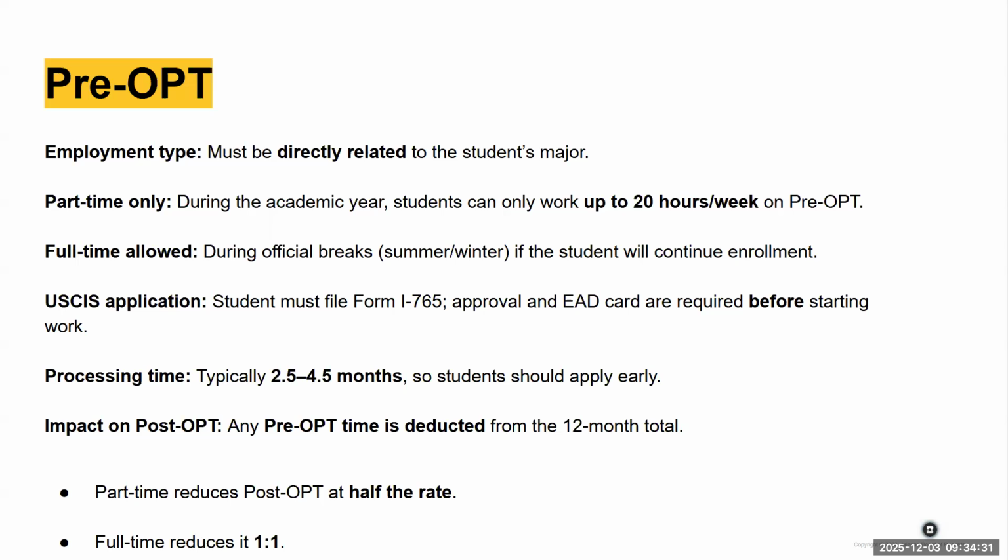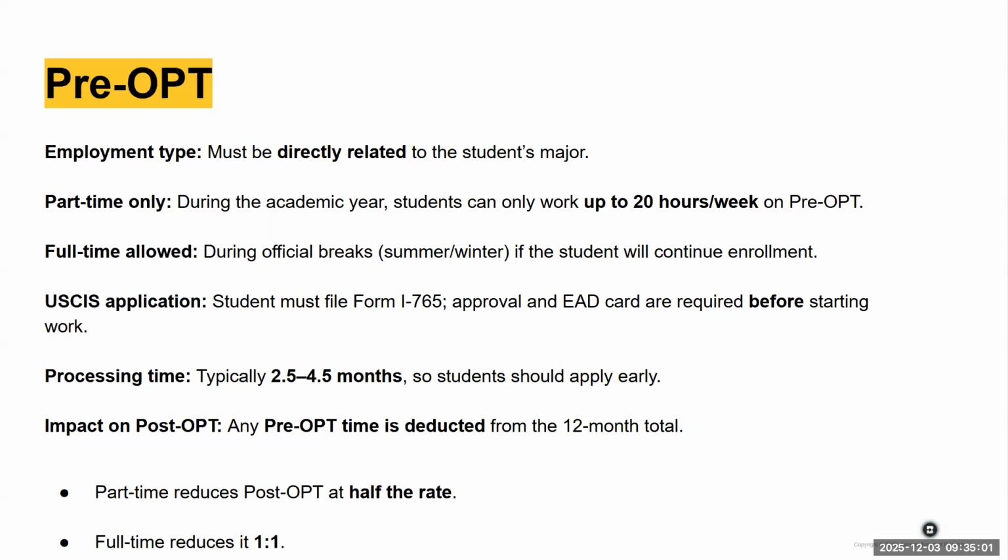The thing you have to consider though is for CPT, you can work either 20 or 40 hours during the fall and the spring semester, depending on what your department allows. But when it comes to pre-OPT, you can only work up to 20 hours during the fall and the spring semester. And during breaks, you can work more than that. And then lastly, another thing that you should consider is that any time that you've used on pre-OPT will be deducted from your post-OPT time.